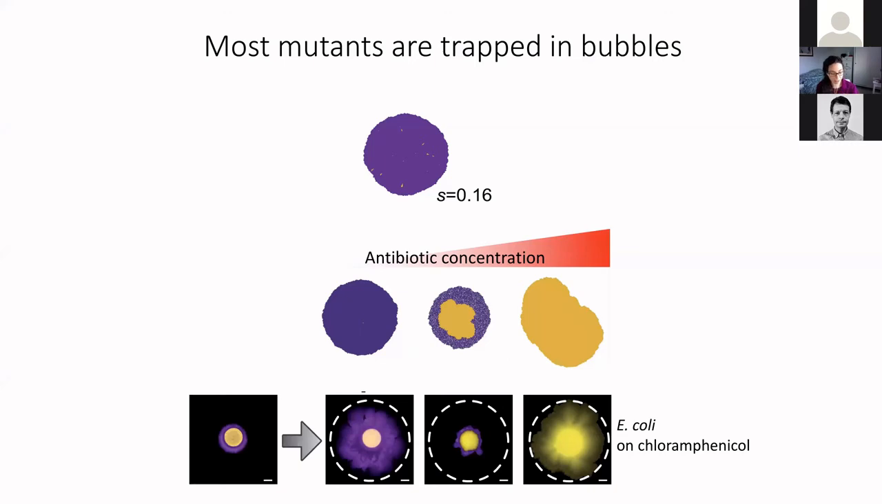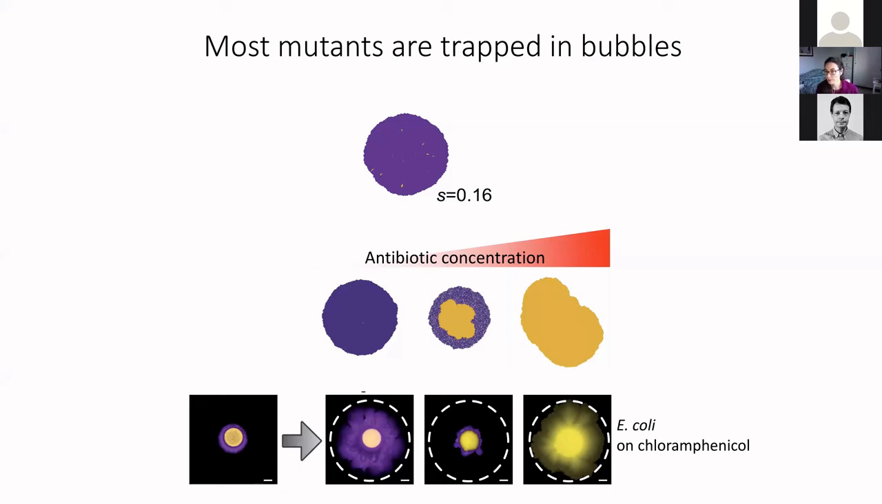This was verified in experiments where we inoculated a droplet of resistant cells, here in yellow, in a bigger droplet of susceptible cells in purple, and let it grow under different antibiotic concentrations. And we saw in experiments exactly this non-monotonic response to antibiotic.